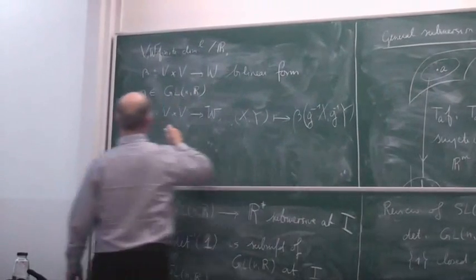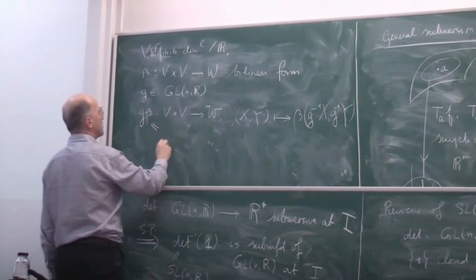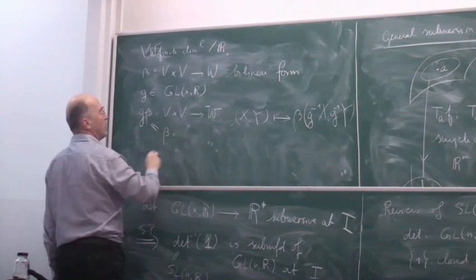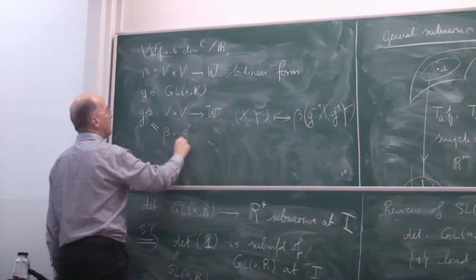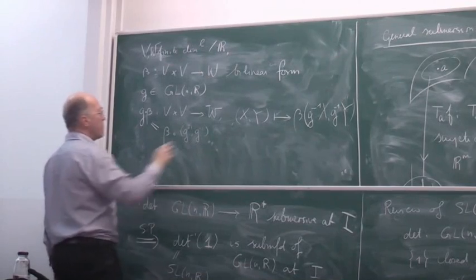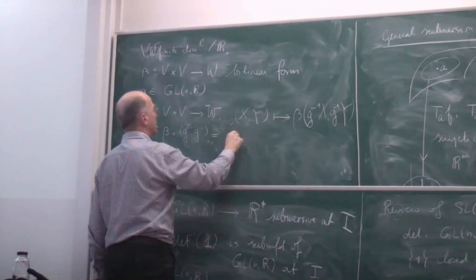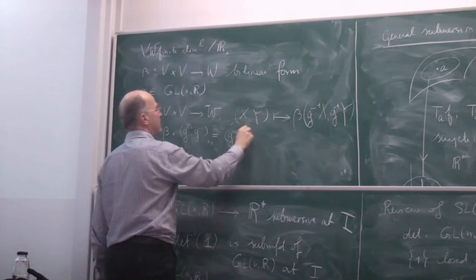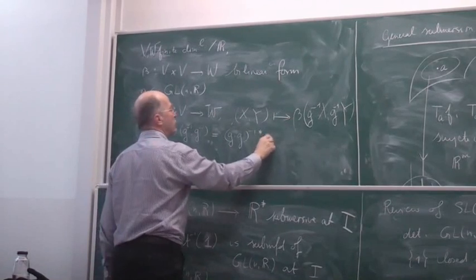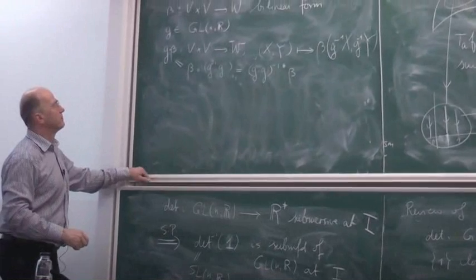So you could also say this is the pullback, this is the composition of this map, which is really the pullback. Take this map and take then the inverse pullback and apply it to the bilinear form. That's really what it is.